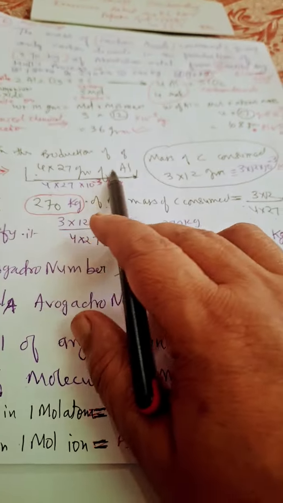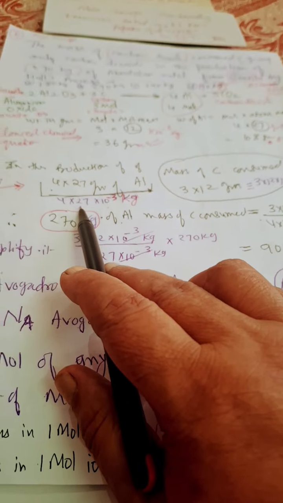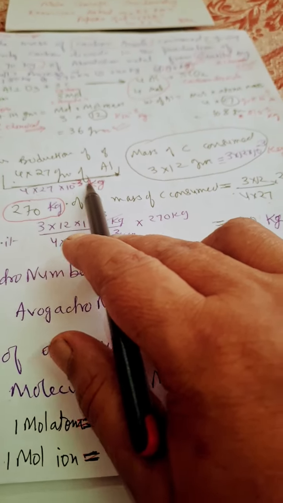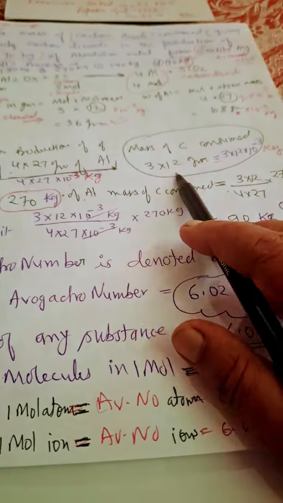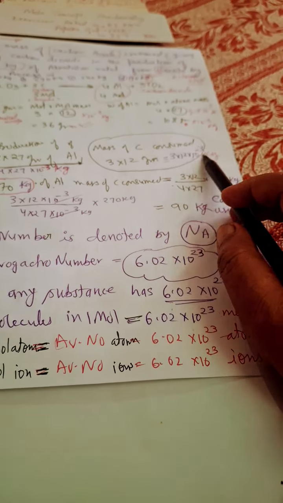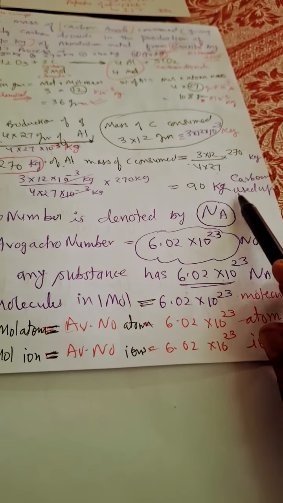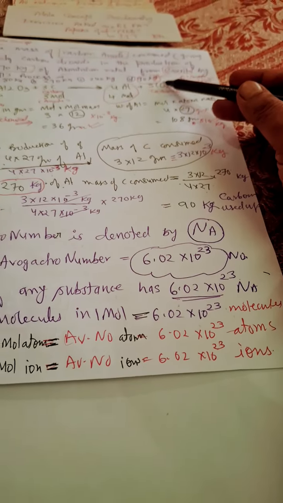Now in the production of 4 times 27 into 10 raised to the power minus 3 kg of aluminium, 3 into 12 into 10 raised to the power minus 3 kg of carbon is consumed. So for 270 kg, simplify it, you will get 90 kg. So the answer is 90 kg, I have written here.